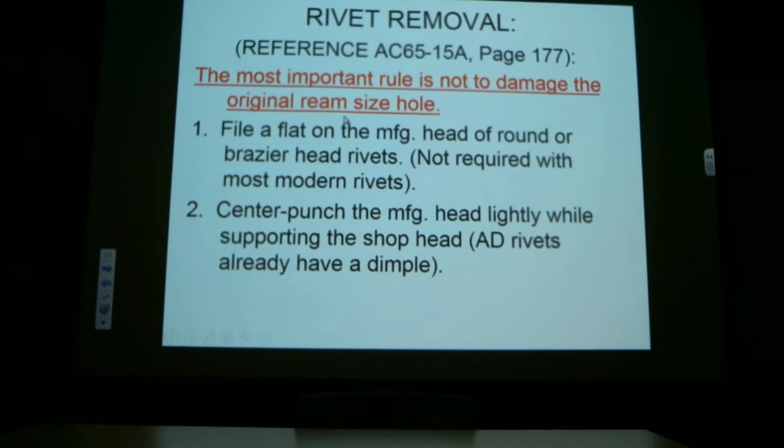So again, I'll ask you this as part of maybe a test question on the shop file. Okay, most important rule is not to damage the hole.